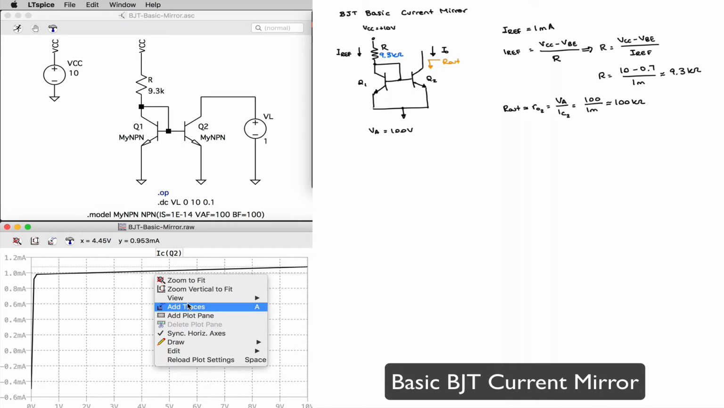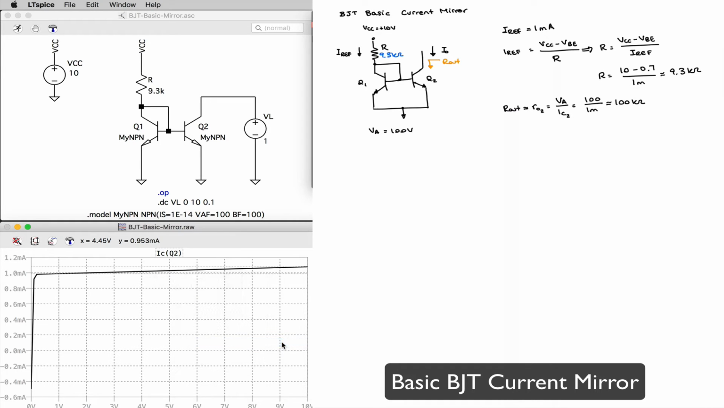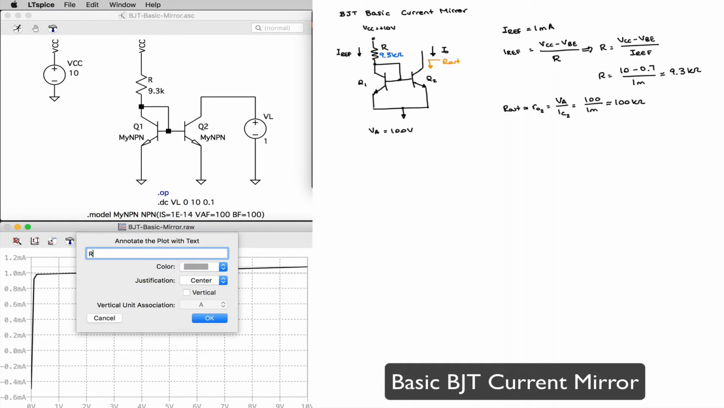So let's go ahead and enter some text and say my output resistance is equal to 1 over the slope, which in this case is 1 over 9.85e-6. We don't really need that many digits, so I'm just going to carry it as 9.85 to make it more readable, and that's approximately equal to 100 kilo ohms.